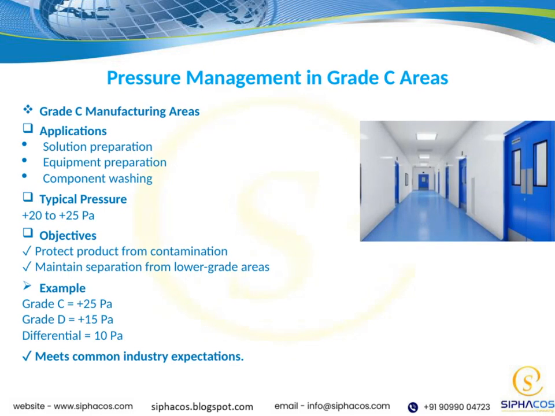Let's talk about pressure management in Grade C manufacturing areas. These spaces handle tasks like solution and equipment preparation, plus component washing. The typical pressure here sits between plus 20 and plus 25 pascals. The goal is clear: keep the product safe from contamination and maintain a firm separation from lower grade areas. For example, if Grade C is at plus 25 pascals and Grade D at plus 15, that 10 pascal difference meets common industry standards. It's all about creating the right environment to protect quality.